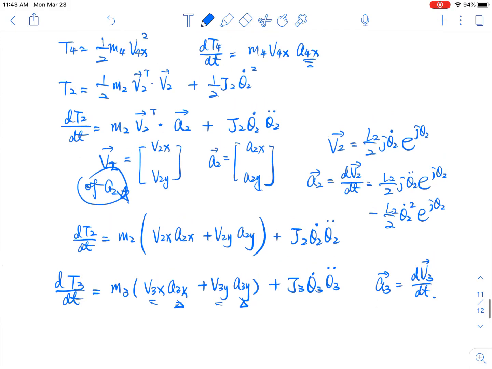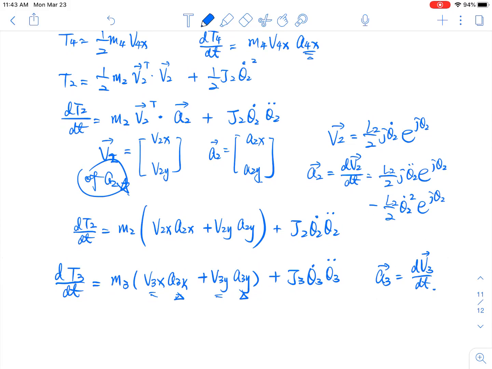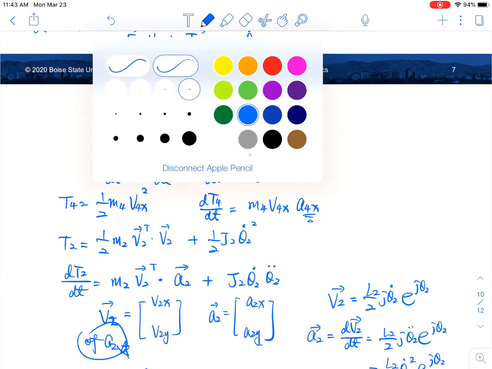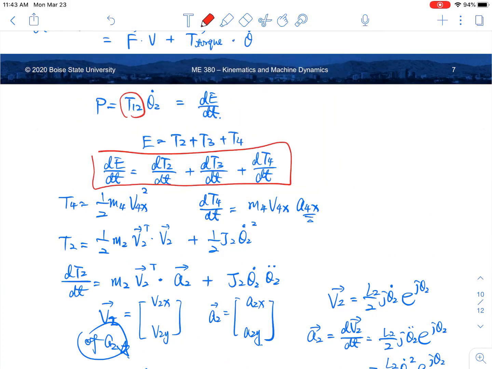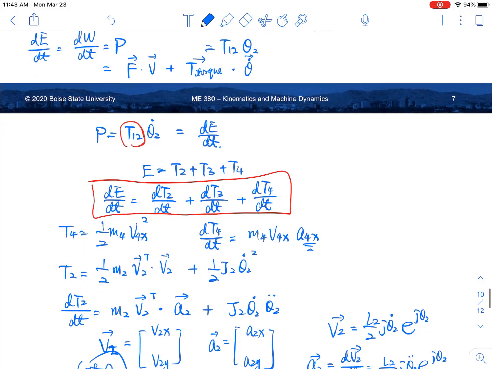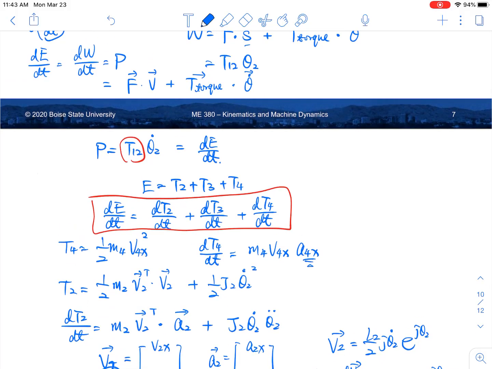So once you find out dT2/dt, dT3/dt, and dT4/dt, that means if you go back to the original equation, the entire right hand side can be calculated. On the left hand side you have T12, which is the only unknown, and theta 2 dot is also known. So you only need to solve one equation, and that equation directly gives you the T12 value. So that's the benefit of the energy method. You're not going to solve over 10 equations. You only need to solve one equation.